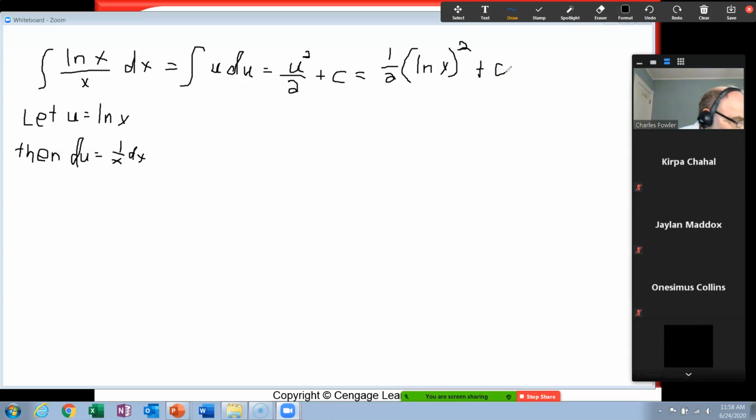Let's see how they did on theirs. They put it over 2, which is fine. I just did 1/2 log x in parentheses squared plus c. All right. Let's do the next one. I'm not going to clear the screen. This is the c part, and this is the integral of log x dx. Boy, this is looking even simpler, isn't it?